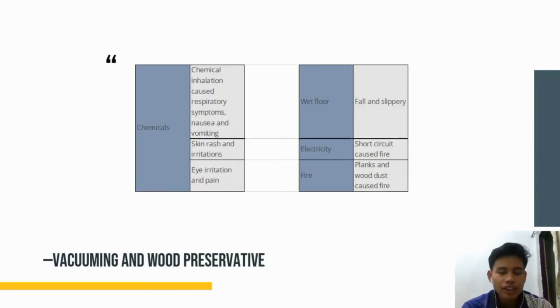The next activity is the vacuuming and wood preservative. The hazard that we have is from the chemicals, where chemical inhalation will cause respiratory symptoms, nausea and vomiting. The chemical will also cause skin rash and irritation, and also eye irritation and pain. The next hazard is the wet floor that will cause falls and slipperiness. The next hazard is from the electricity, where a short circuit will cause a fire. And the last hazard that we have on the vacuuming and wood preservative is from the fire, where the planks and the wood dust will cause the fire.